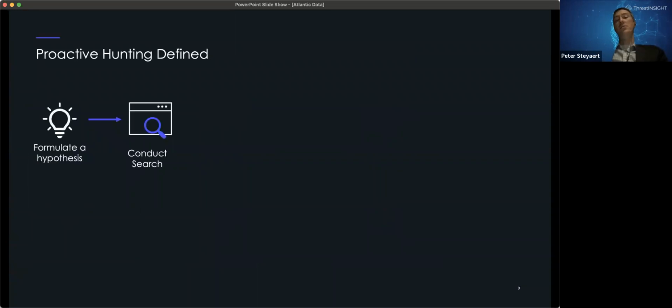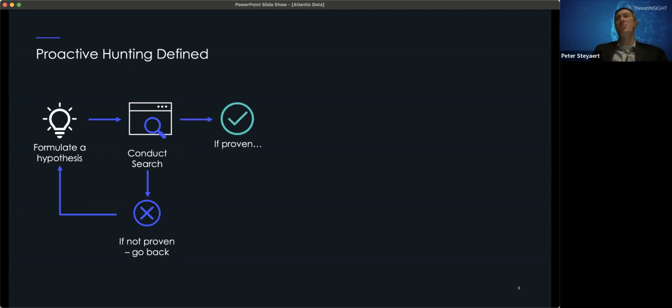With that, it's good to understand what proactive hunting actually is here. Really, it's forming a hypothesis, conducting a search, and if nothing is proven, go back and start a new hypothesis. But if something is proven, it's really, how do I pivot and expand that investigation? How do I ensure what I'm looking at is really bad, right?